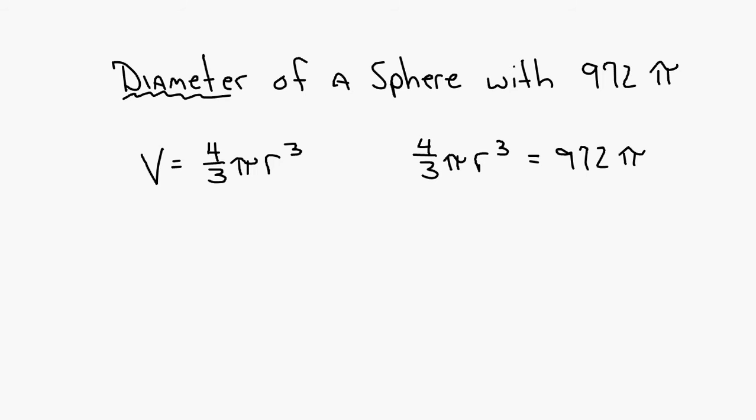What do you do with the pies? You cancel them out. You kill them. Now, do you see this 4/3? You can divide both sides by 4/3. So you get r cubed equals, this is interesting, 972 divided by 4/3. And I got 729.